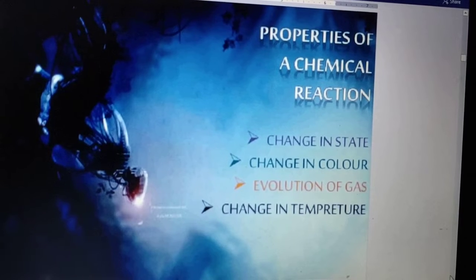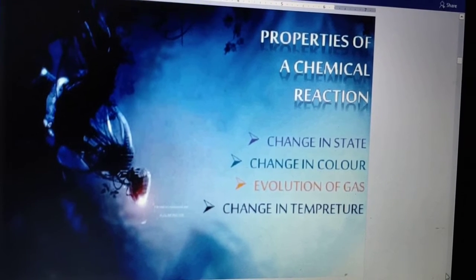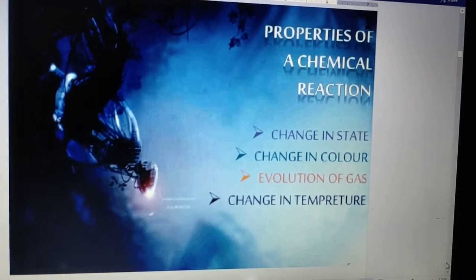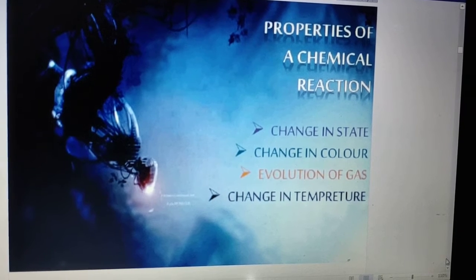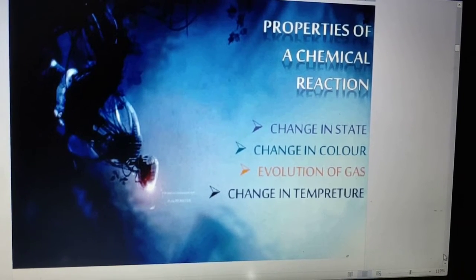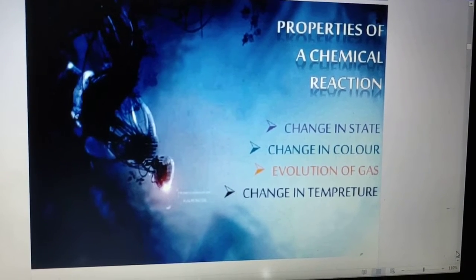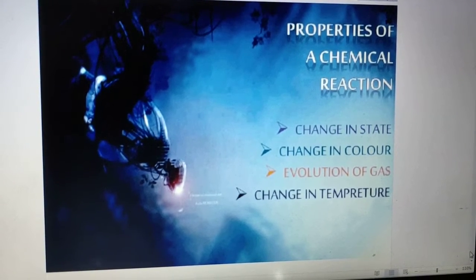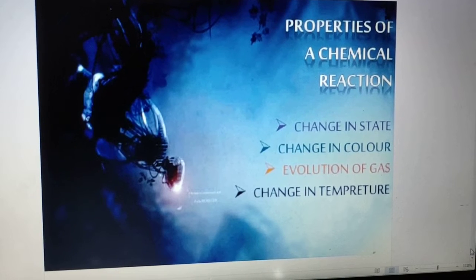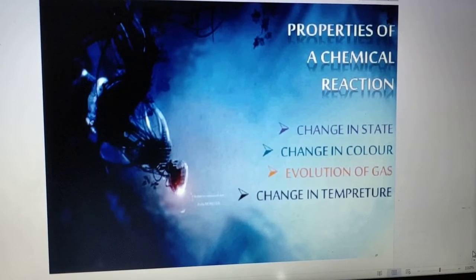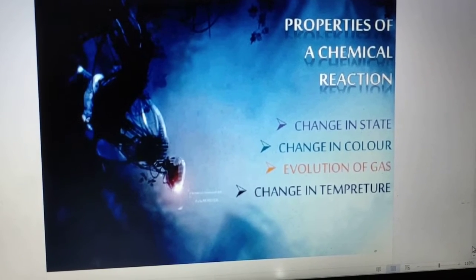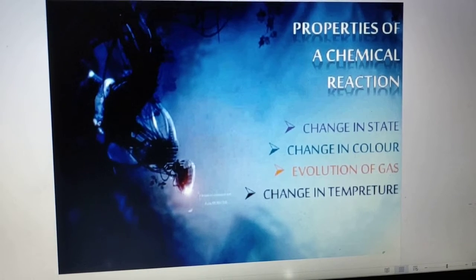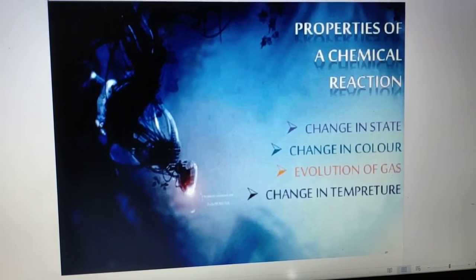Next topic is properties of chemical reaction, or characteristics of chemical reaction. First one is change in color. It either leads to change in state, evolution of gas, change in temperature, heat energy is produced or absorbed in this reaction, precipitate is formed.